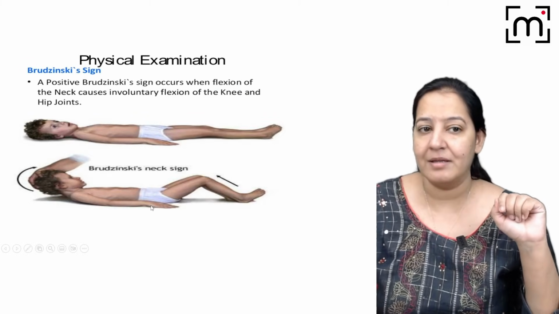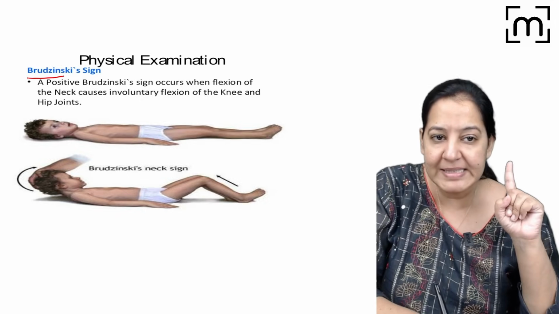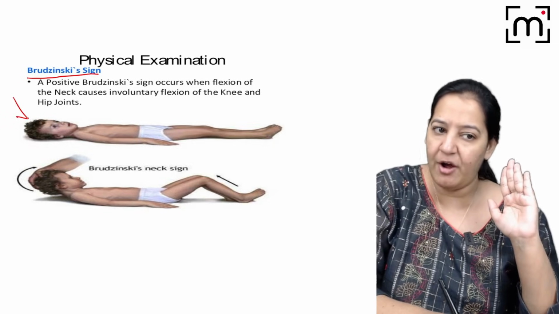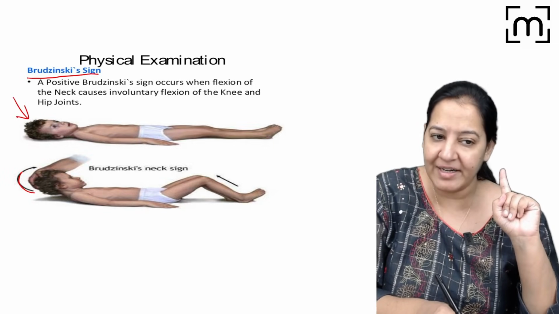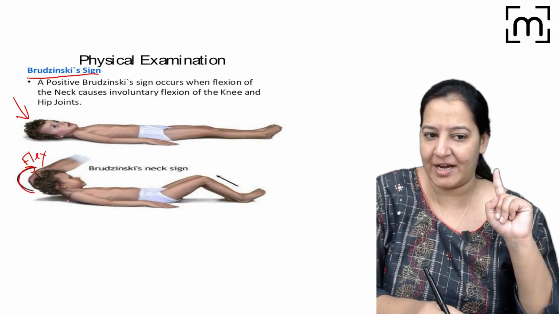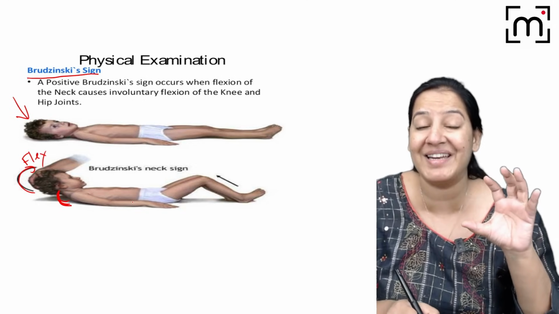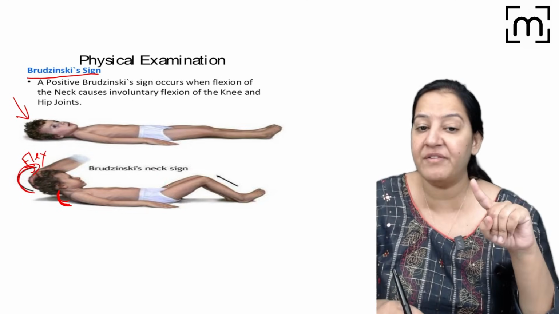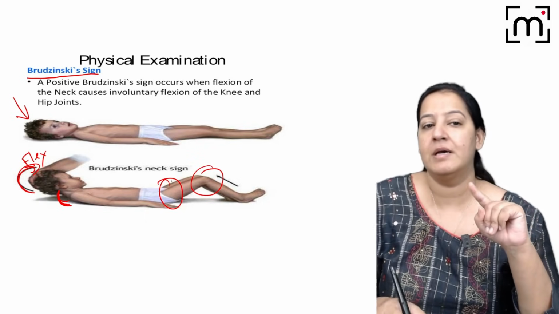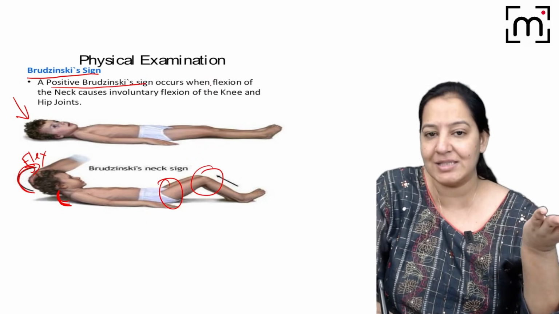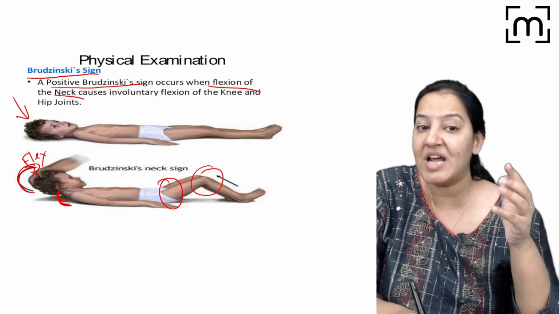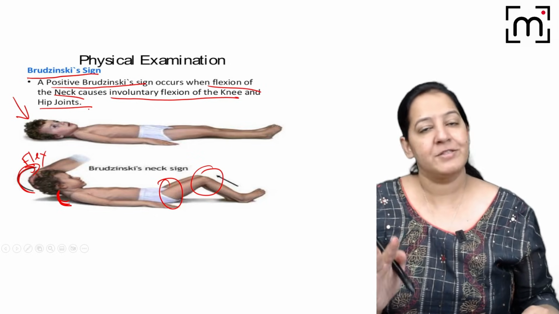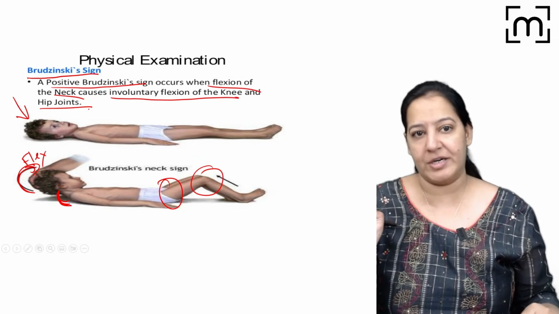Now name some sign. The most important sign here is Brudzinski sign. What is Brudzinski sign? If you are suspecting meningitis in any patient, just flex the neck of that patient in whom you are suspecting the pyogenic meningitis, the bacterial meningitis. On flexing the neck, the patient will have involuntary flexion of the knees and the hips. So a positive Brudzinski sign is, on flexion of the neck, the patient has involuntary flexion of the knee and the hip joint. So it is considered a positive sign. We have seen the symptoms, we have seen one of the important signs, right?